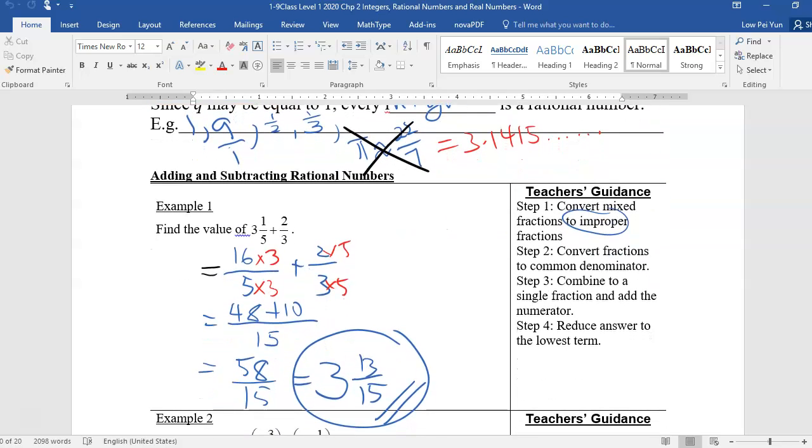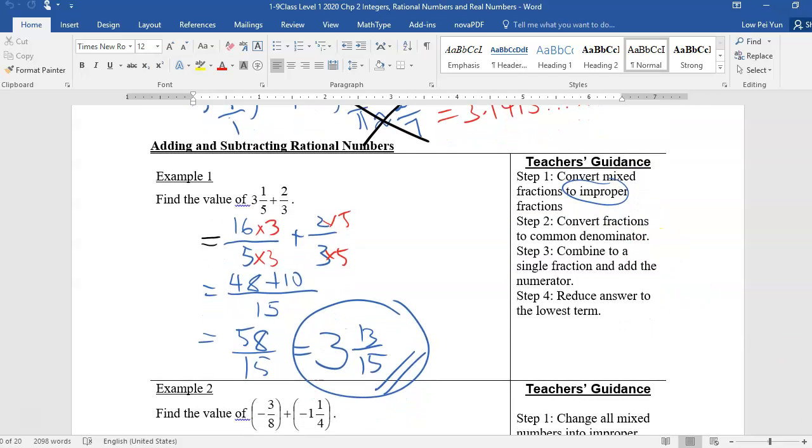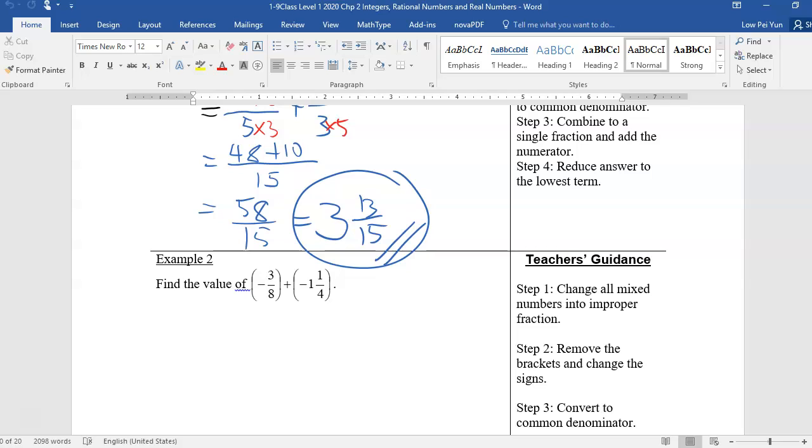There are many ways of doing this. The preferred way is to change to improper and then get a common denominator. Okay, so now we are very good with negative numbers. Let us continue with this example.